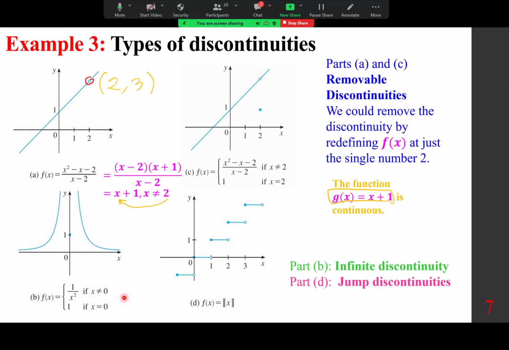In this case, although at x equals 0 the function is undefined, we have given it a function value 1, but there is no way to fix the discontinuity. And that's the idea: removable discontinuity, vertical asymptote or infinite discontinuity, jump.